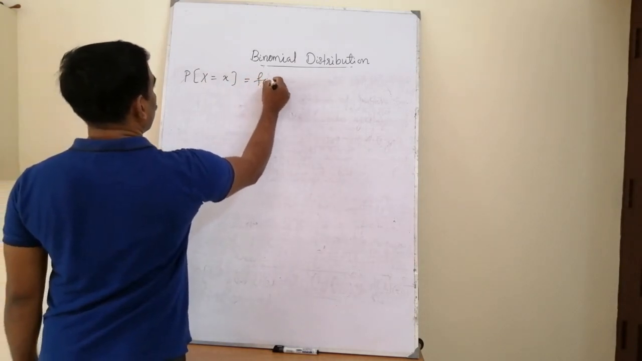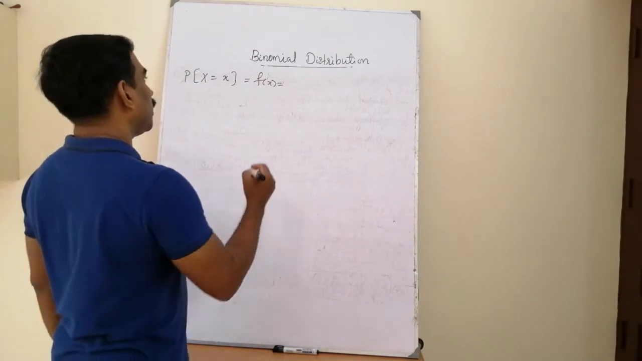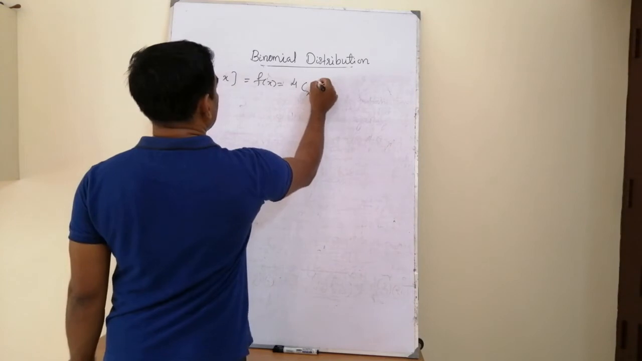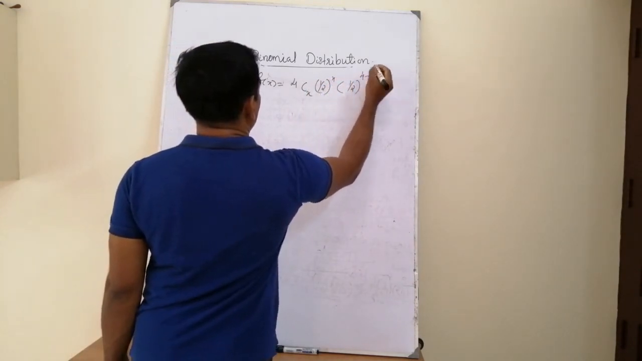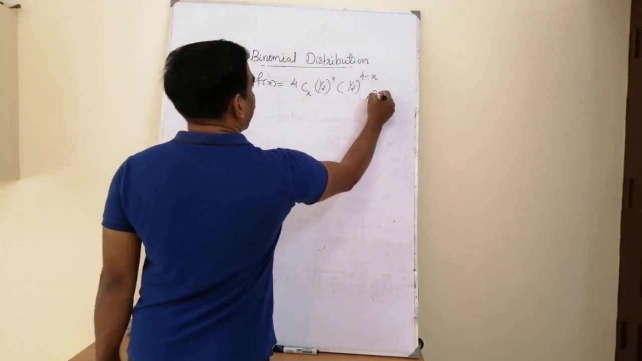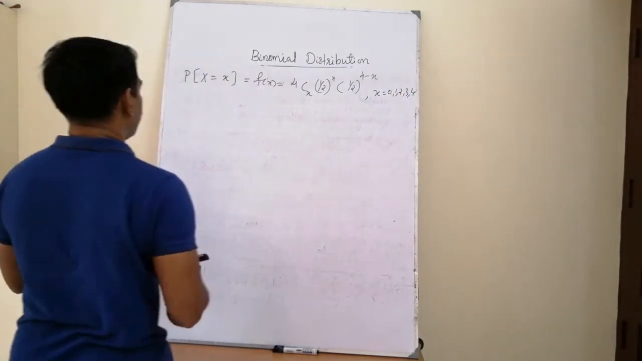probability of x boys is given by f(x) = nCx p^x q^(n-x). That formula gives 4Cx (1/2)^x into (1/2)^(4-x), where x can take the value 0, 1, 2, 3 and 4.